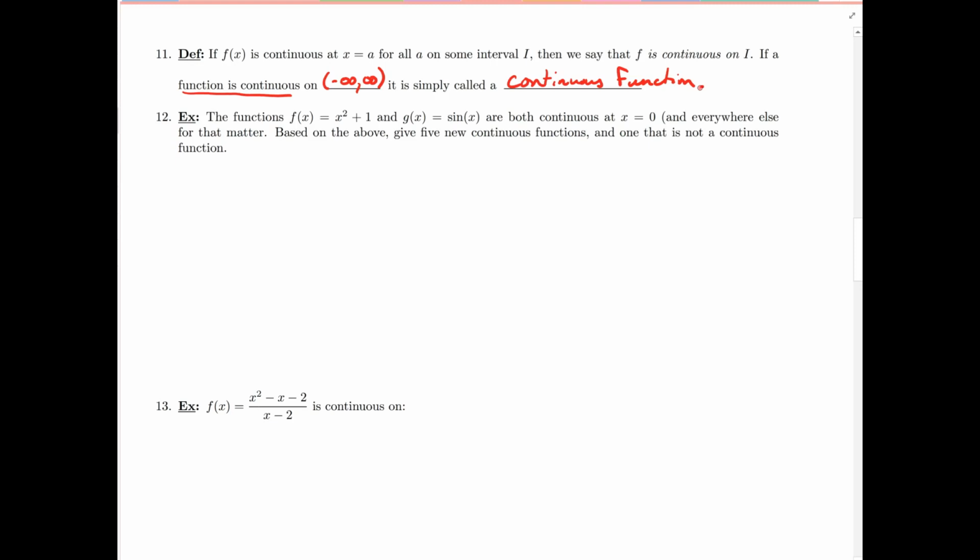Okay. So, based on what we said above, if we've got two functions, f of x is equal to x squared plus 1, and g of x is equal to sine of x, I'm giving you the fact that they're both continuous at 0. And that shouldn't surprise you if you look at their graphs. You can draw their graphs at 0 without picking up the pencil, right? So here's your x squared plus 1 function, and here's your sine of x function. I should have done this one in a different color also.